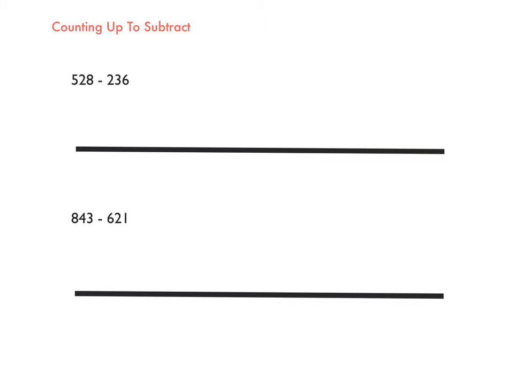We are going to talk about counting up to subtract, or finding the difference between two numbers. Now, with this strategy of finding the difference between two numbers, we're going to start with the smaller number. We're going to use this number line to help us. So at the front of the number line, I'm going to put the smaller number, 236. Now, we're going to try to count up to 528. Now, we're going to count up using easy numbers that are easy to work with.